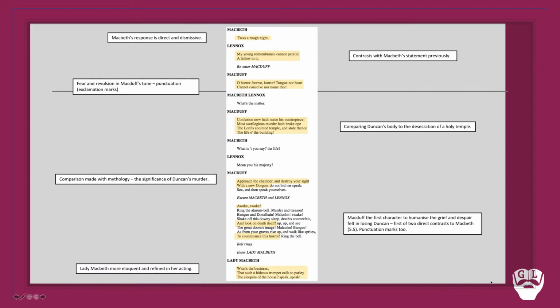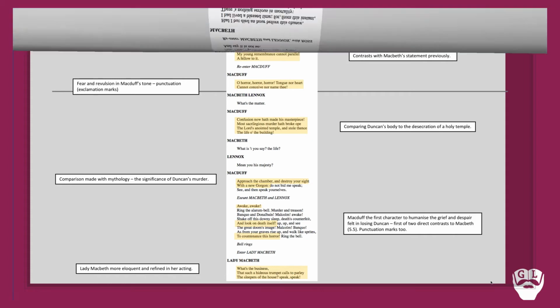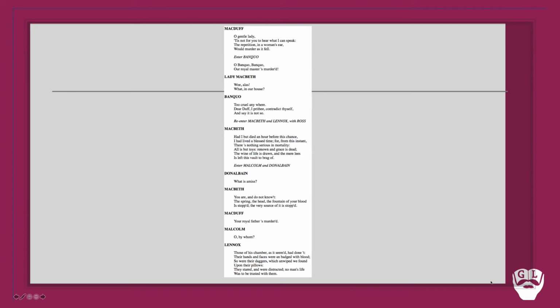She is more eloquent and refined in her acting here, whereas Macbeth is very hidden and very sheltered in what he's saying. Lady Macbeth is able to hold herself and express herself in a more refined and eloquent manner. So she pretends to feign all ignorance and wants to know what's happened. So Macduff, obviously knowing no better, falls entirely foolish by referring to her as gentle lady.